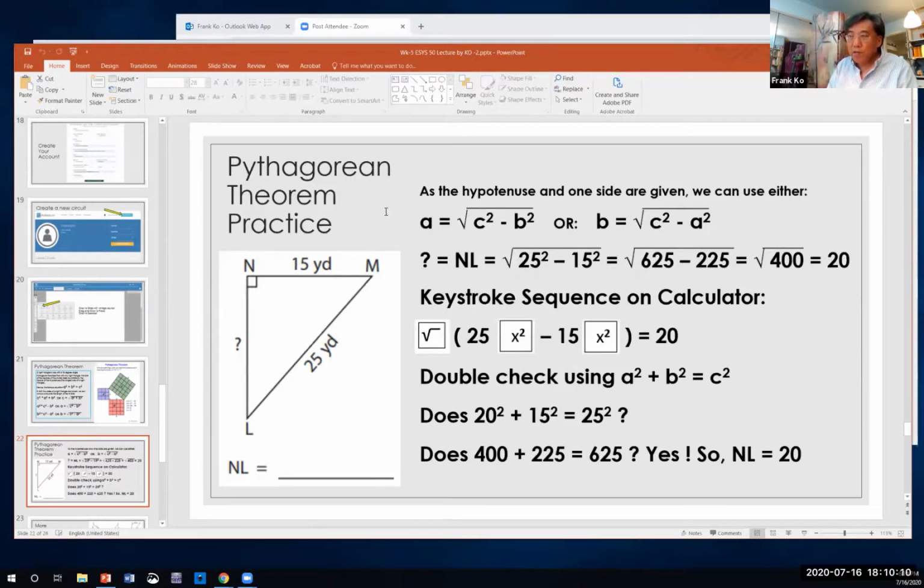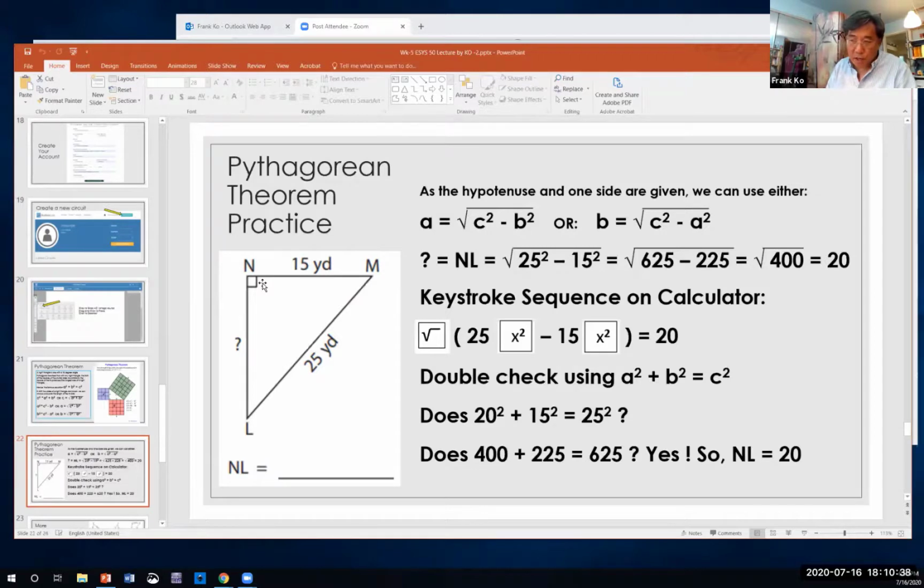So we identify this. It says, as the hypotenuse and one side are given, the hypotenuse we discussed is the long side of a triangle. It is also the side that is opposite of the right angle. This will always be called the hypotenuse. The other two sides will have names. We'll talk about that in another slide. But for the time being, the long side is the hypotenuse.